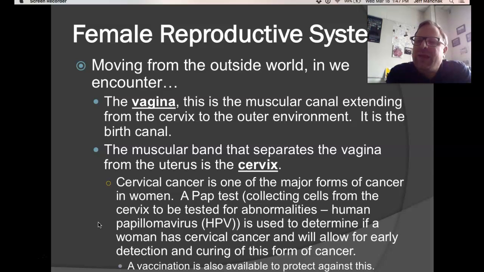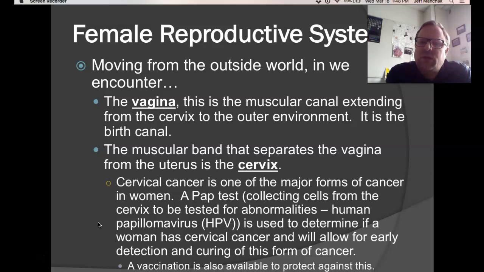So moving from the outside world inwards, we go past the labia, which are the external part of the system, and we get to the vagina, which is a muscular canal extending from the outside to the cervix. And it would be what we call the birth canal. That is the path the baby follows from the uterus to get to the outside world.